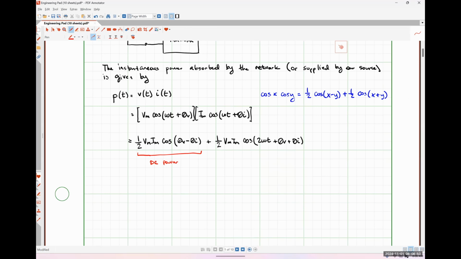Okay. So 1/2 is a constant, Vm is a constant, Im is a constant, theta v minus theta I is a constant. So the cosine of a constant is also a constant. So all of these things put together just gives us some amount of DC power that is absorbed by our system, okay? Then over here on the right-hand side, we have our twice omega AC power term.